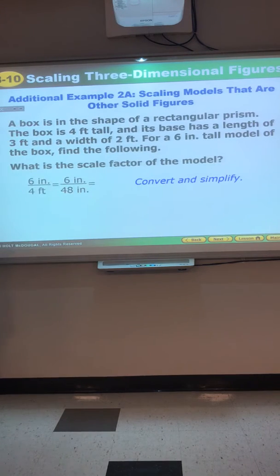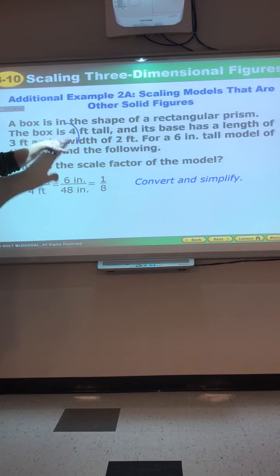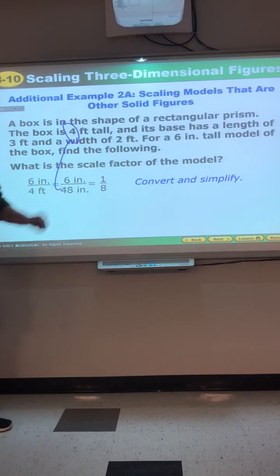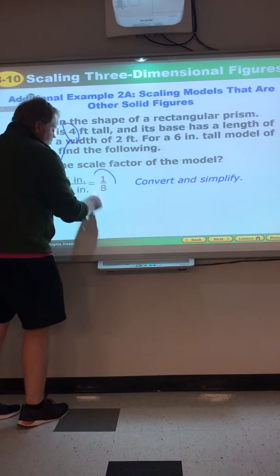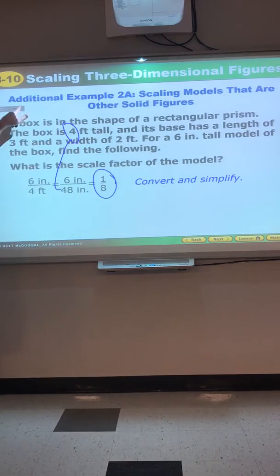6 went to 48. So the scaling factor was 8. And they simply changed the 4 feet to 48 inches. Or 1/8. So now we've got to do that same thing for volume and surface area. So remember this 1/8. We're going to use that. Okay? The scale factor of the model is 1/8.